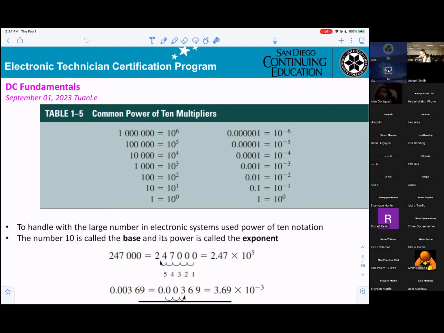Okay, you need to know how to handle large numbers in electronic systems. Use power of 10 notation. The thing is, the number is too big, so that's why they're using 10 power to make it better. The number 10 equals the base, and its power equals the exponent. 247.